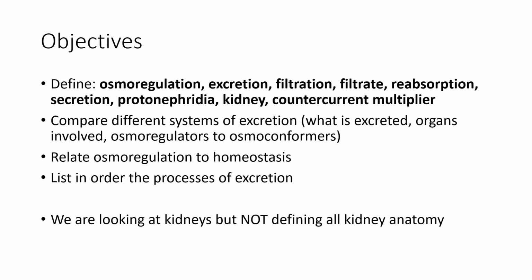Be able to define osmoregulation, excretion, filtration, filtrate, reabsorption, secretion, protonephridia, kidney, and countercurrent multiplier. Compare different systems of excretion, what is excreted, the organs involved, and osmoregulators versus osmoconformers. Relate osmoregulation to homeostasis and list, in order, the processes of excretion. And today we're looking at kidneys, but we're not going to be defining all the kidney anatomy.